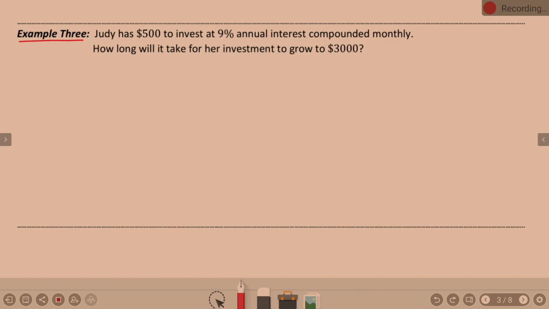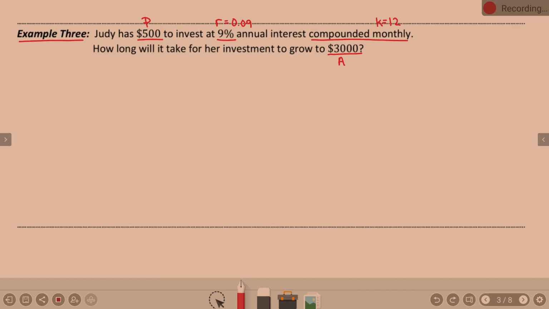So what do we know here? A is 500. Principal is 500. How long will it take it to grow to 3,000? This is my final amount, isn't it? That's A. This is where things change up. This is why we're in this chapter. We also know 9%. So R is 0.09. K is 12, compounded monthly. K is 12.